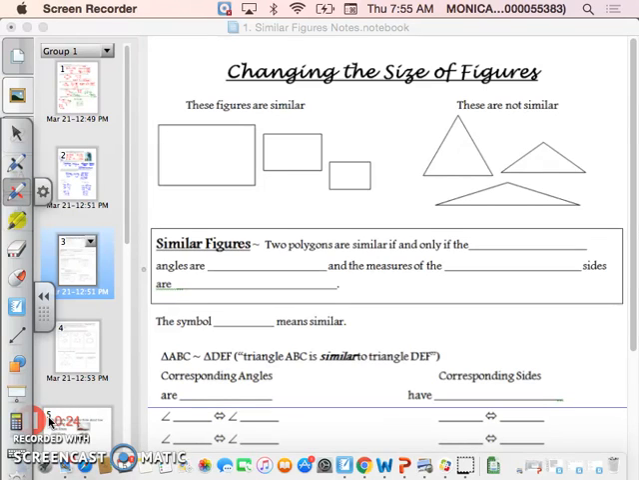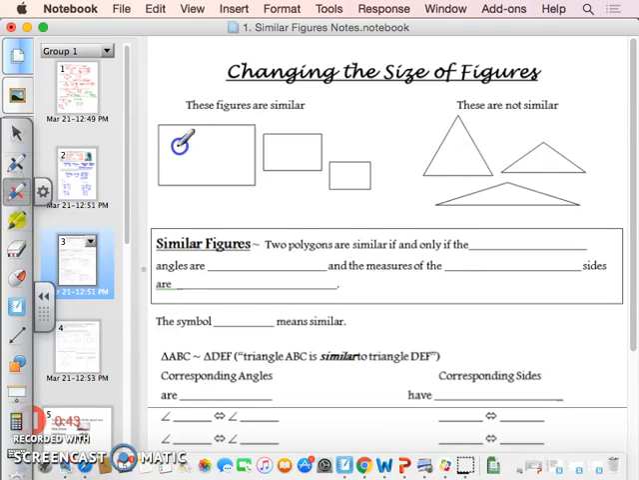And so your camera, every time you take a selfie, you have dilated yourself. Every time you look at MapQuest, you're looking at the world dilated down into a map. And so today we're going to talk about this and how it looks in geometry. So the first thing you have to understand is that similar figures have two things in common.